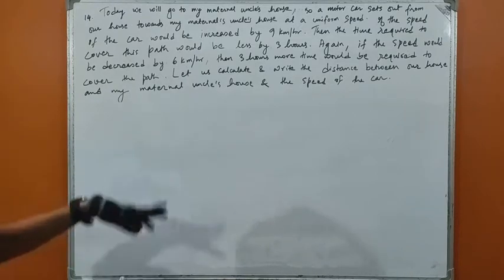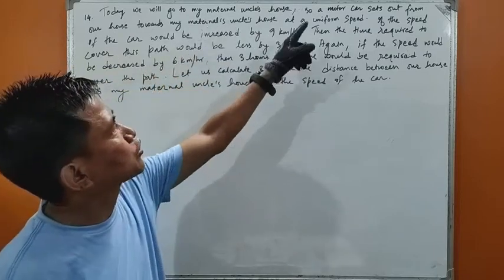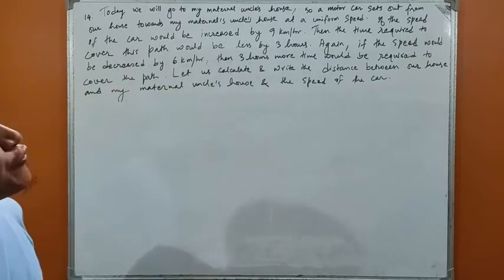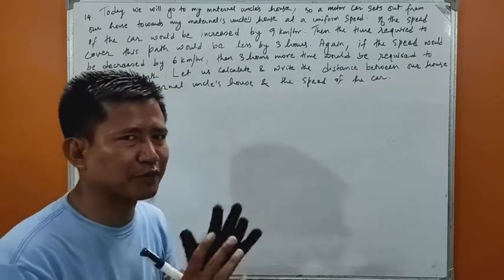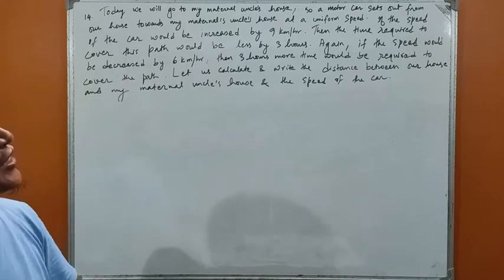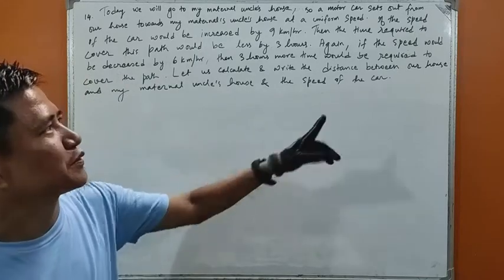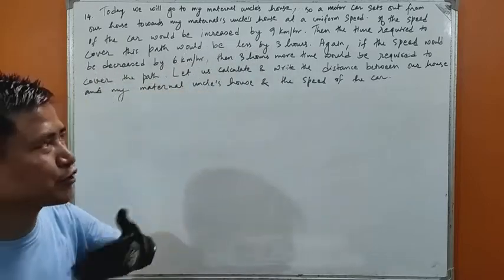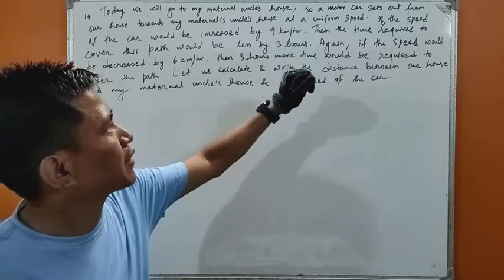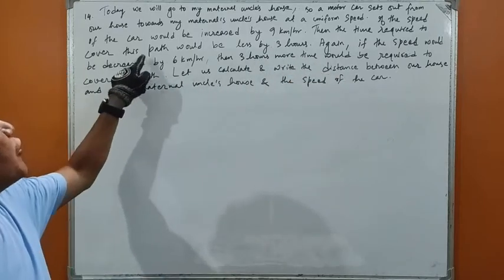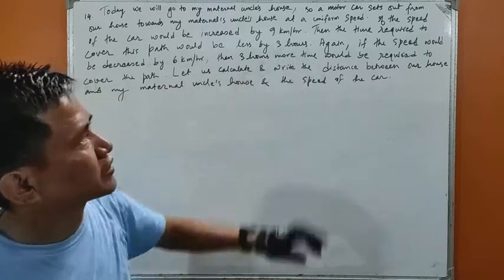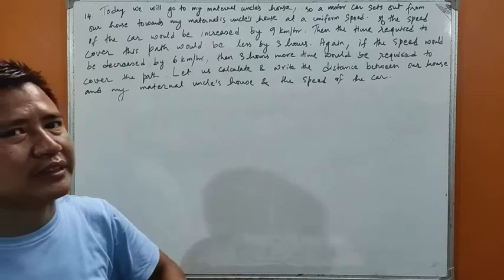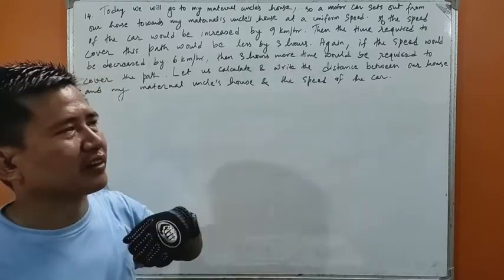Today we will go to my maternal uncle's house. A motor car sets out from our house towards my maternal uncle's house at a uniform speed. Uniform speed means at the same speed, the speed of the car does not change. If the speed of the car is increased by 9 km per hour, then the time required to cover this path would be less by 3 hours. They would reach the destination 3 hours earlier, isn't it?